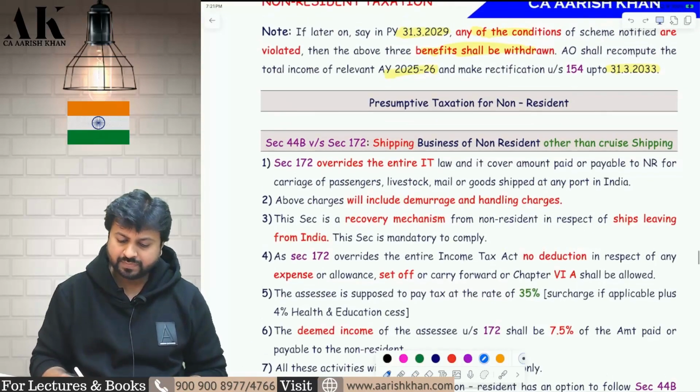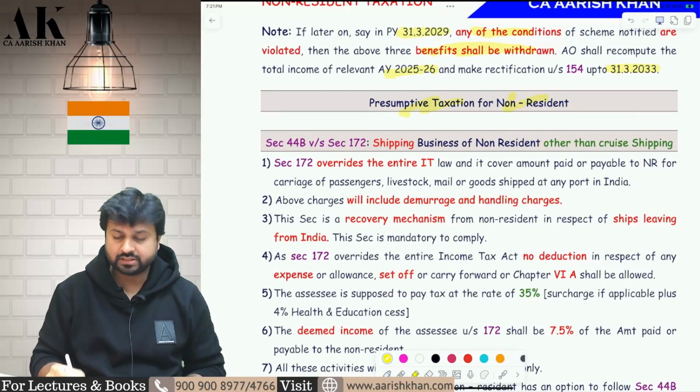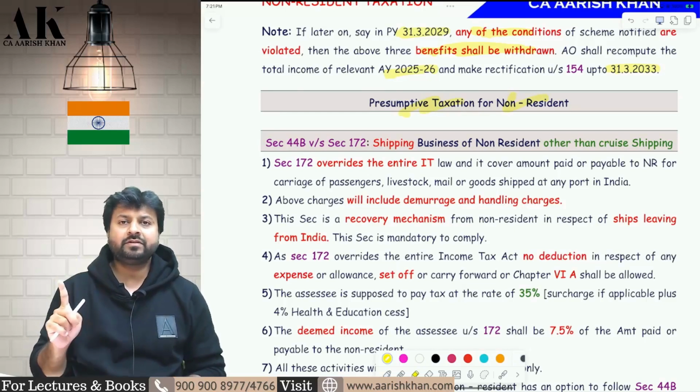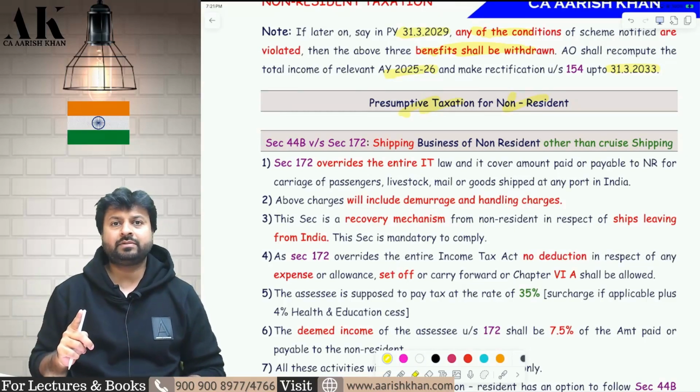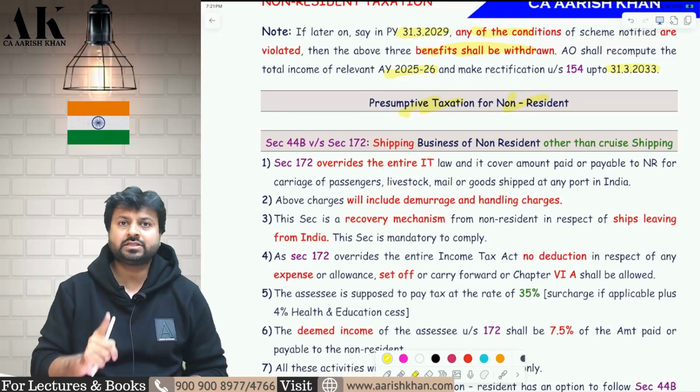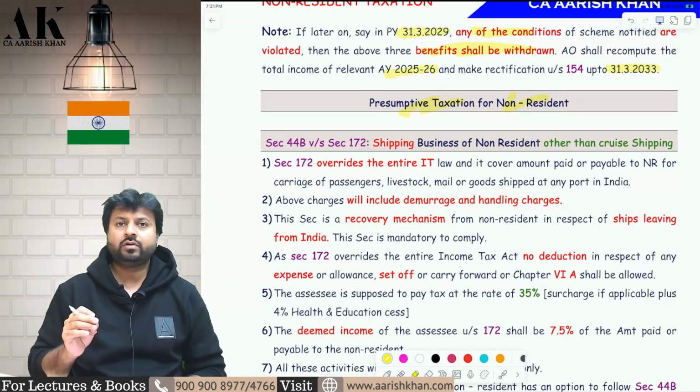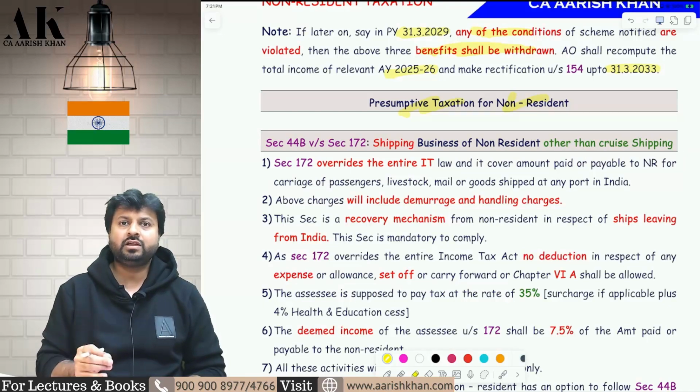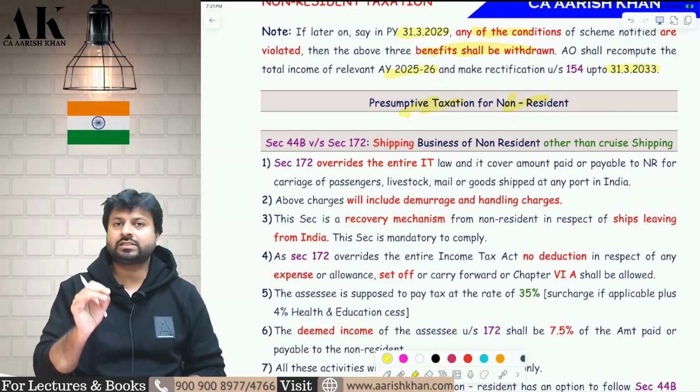So let's move on with the next part, that is presumptive taxation for non-residents. Remember, we have done presumptive taxation earlier also in the chapter of PGBP, but that was mainly presumptive taxation of residents under section 44AD or 44ADA. Today we are going to talk only about non-residents.